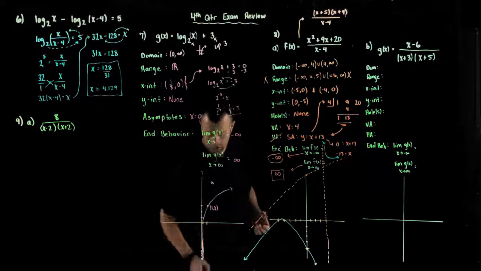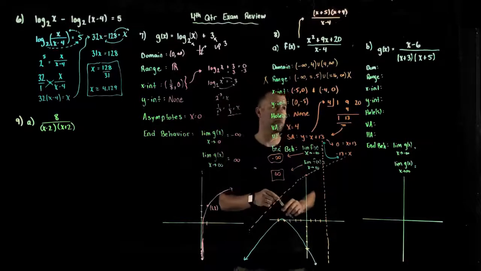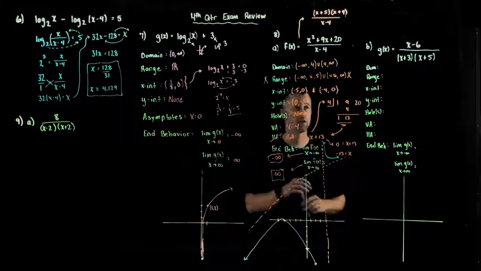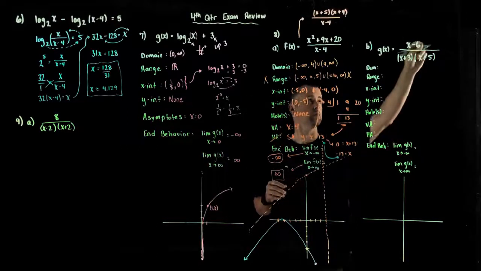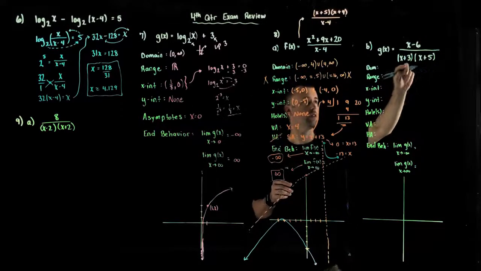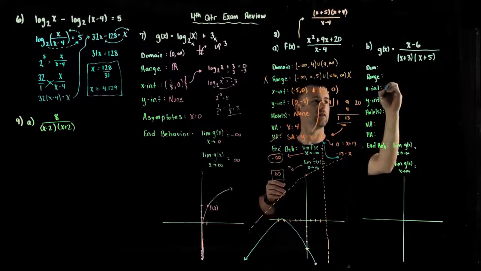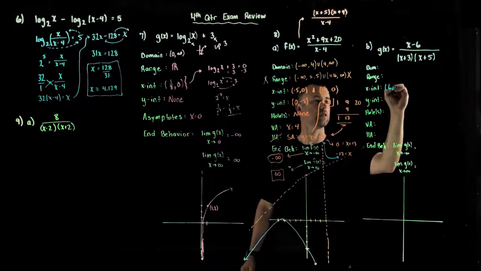And then lastly, we're going to do 8b. This one is already factored for you, so that's kind of nice. So I'm going to go ahead and find the x and y intercept to start. The x-intercept is when the numerator is equal to 0. Notice nothing cancels, so I'm just going to go ahead and find it. So this is going to be at (6, 0).